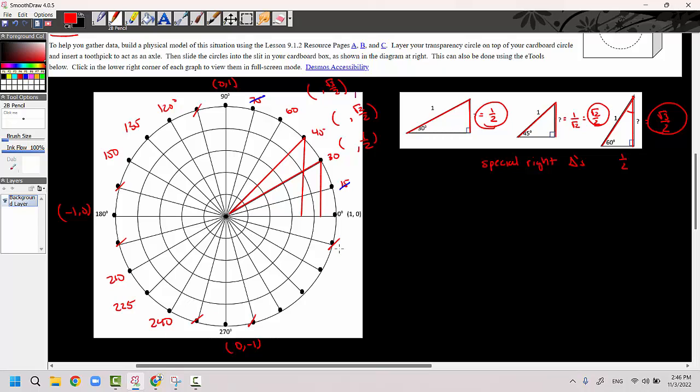And then again, the way to get these guys is I'm going to go all the way to 360. I'm going to backtrack 60. So 360 minus 60 is 300. 360 minus 45 is going to be 315. 360 minus 30 is going to be 330. So what we've just found is all of our angles on this Screamer Ferris wheel here.